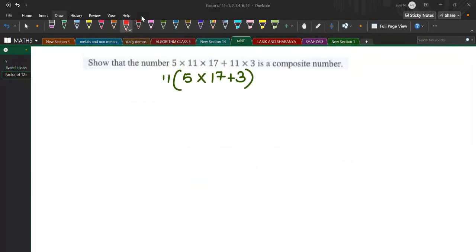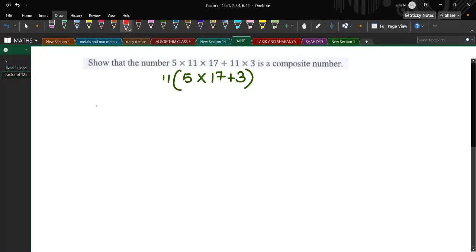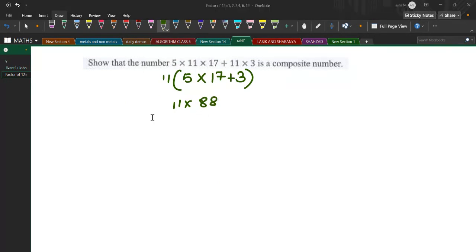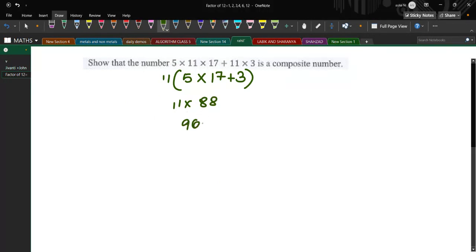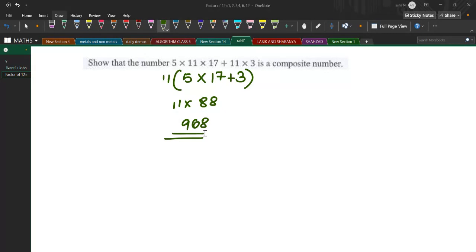Let's continue now. 5 into 17 plus 3. 5 into 17 is, I guess, 85. 85 plus 3 is 88. 11 into 88, inside the bracket we got 88, which is 968. So we got the final answer.